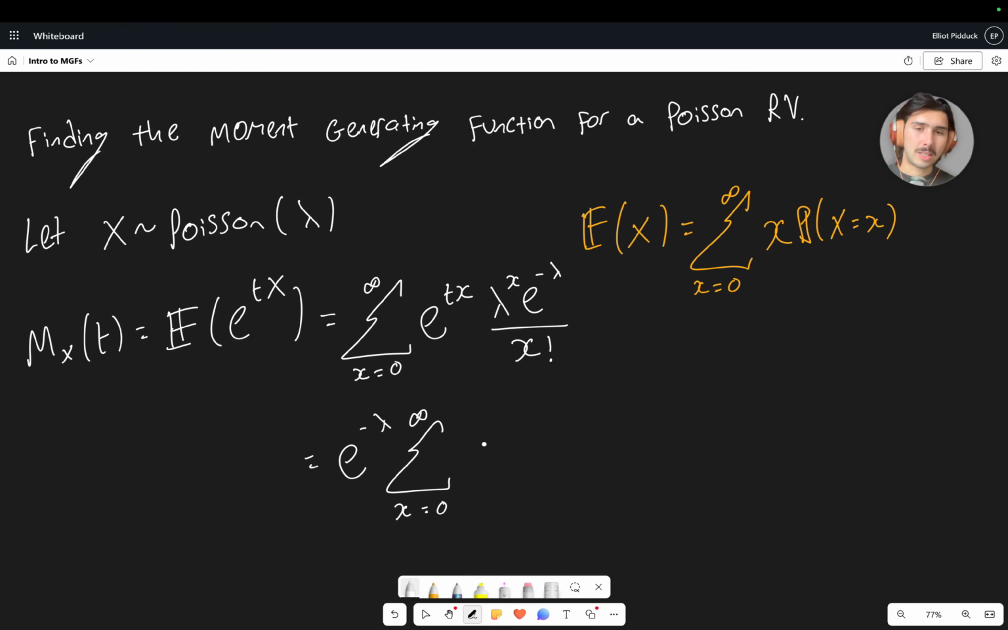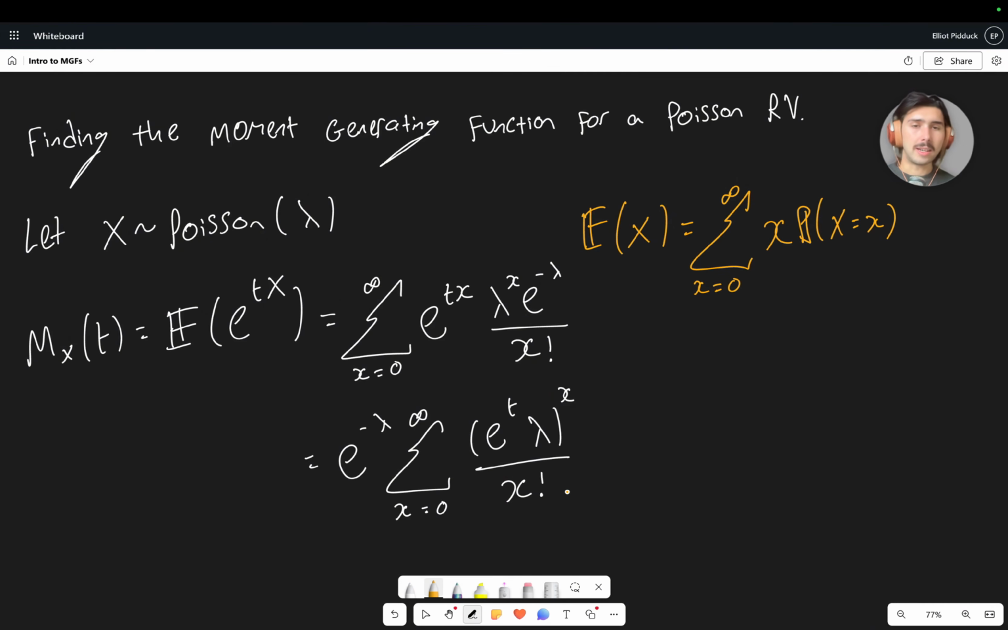So hopefully it makes sense that I can rewrite this, guys, as e to the t times lambda all to the power of x, because I've got my lambda to the x, and this can be rewritten as e to the t to the x. So I can do that. And then of course I can just have this being divided by x factorial.